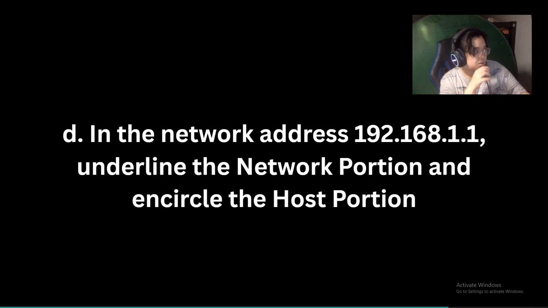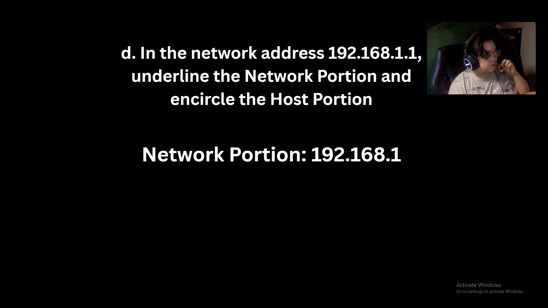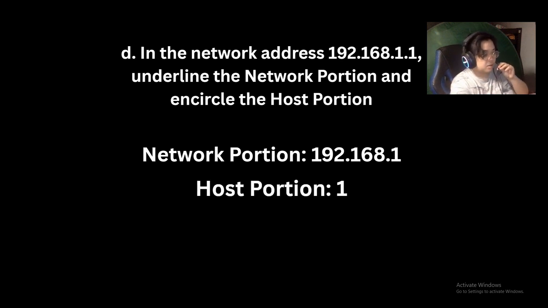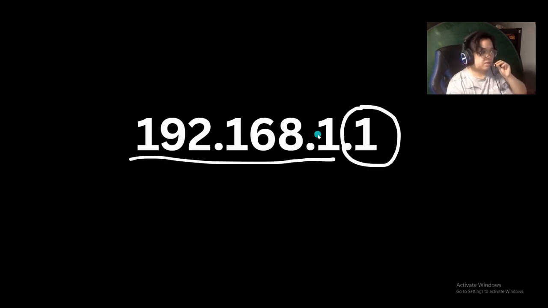And for the last question, in the network address 192.168.1.1, underline the network portion and encircle the host portion. Our network portion here is 192.168.1. Those are the first three numbers in the IP address. These are the 4 octets. The last octet right here is the host portion. This means devices on the same network share the first 3 octets, and the last octet is uniquely identified by each device. So here is our answer right here.